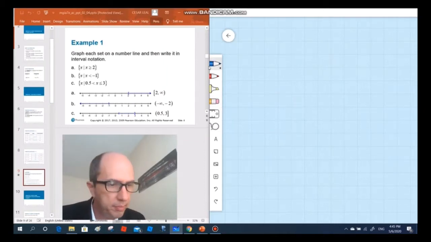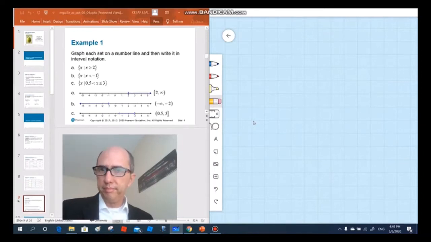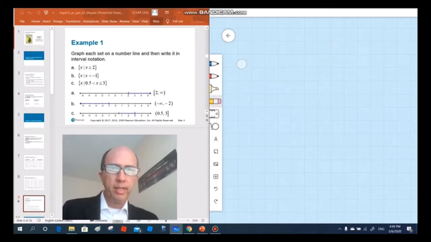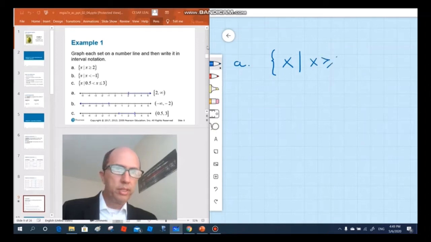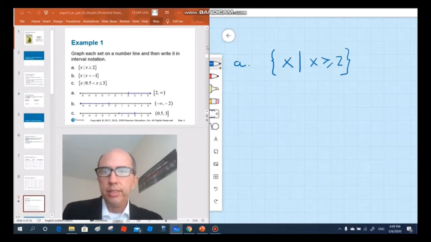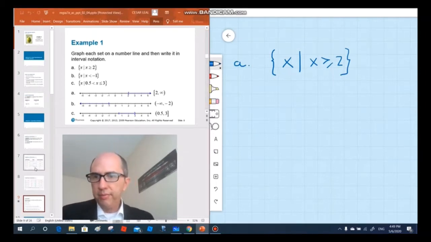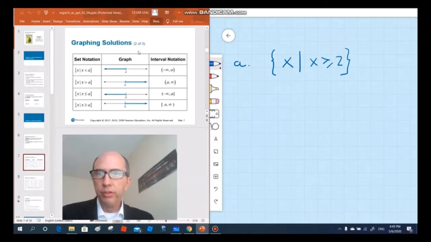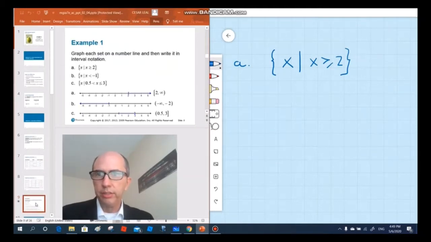Example 1. So let's work example 1. Graph each set on a number line and then write it in interval notation. And the first one here is example A, a set of numbers x such that, remember this line here means such that, x greater or equal than 2. How do we represent it? Using the graph notation and interval notation.